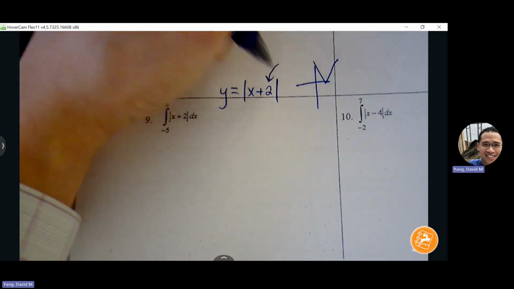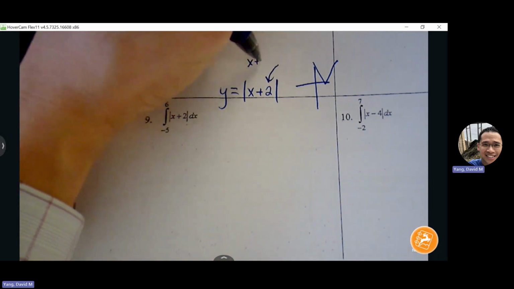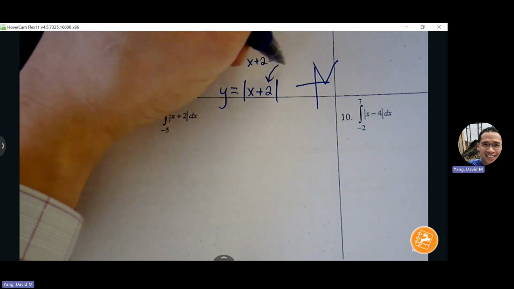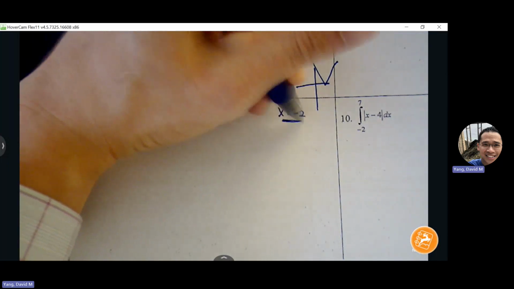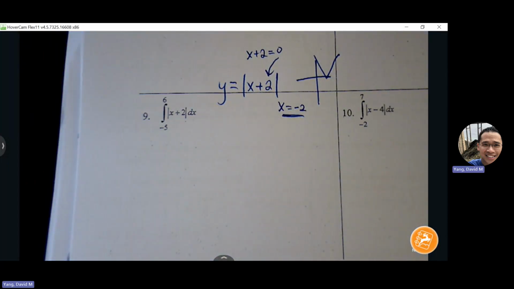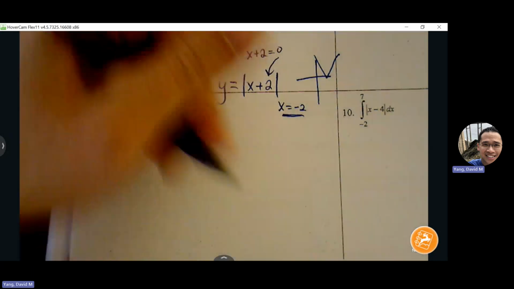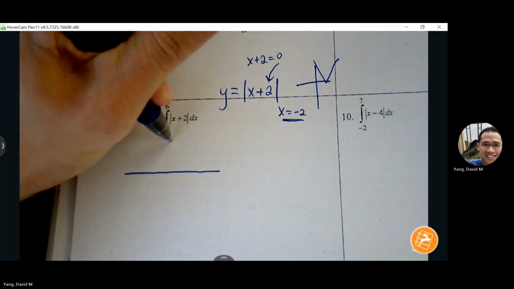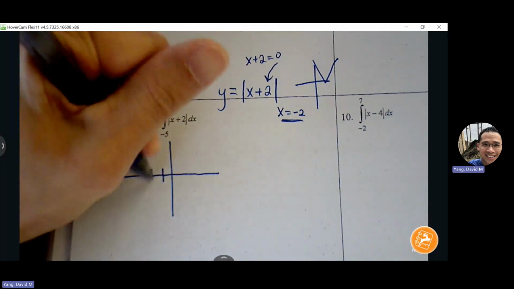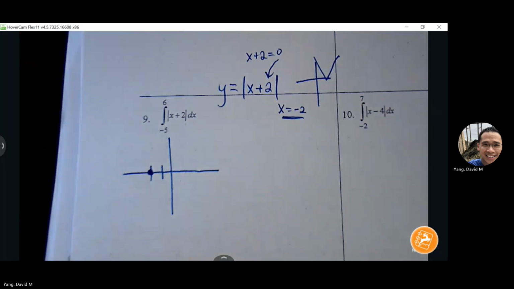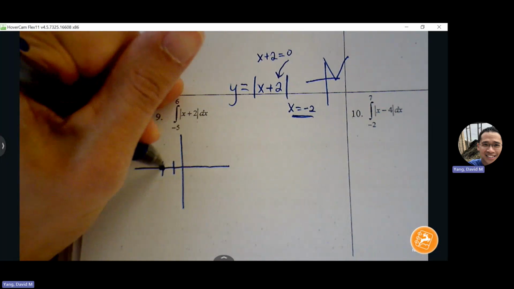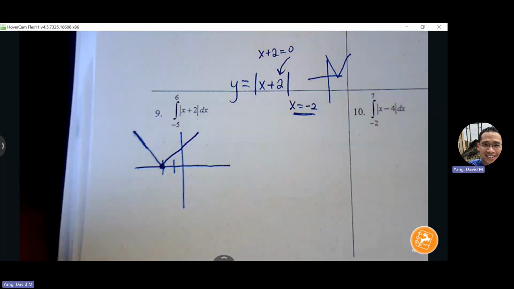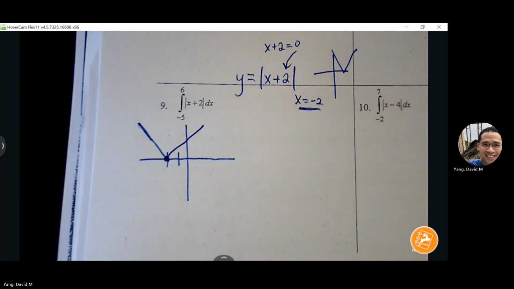First thing is that if I set my expression equal to 0, that's where I'm going to find my vertex. So if I set x plus 2 equal to 0, x equals what? -2. That's where your vertex is. That's where the two lines will meet, and that's where the sharp point of your graph will exist. Okay, so sketch the graph. -2. It doesn't matter what your slope is. You just create a V graph from there. Okay, this is what your graph looks like.